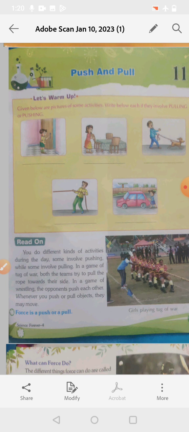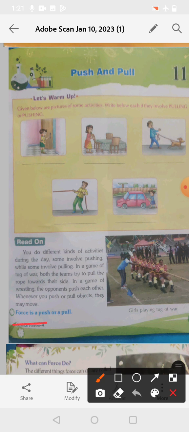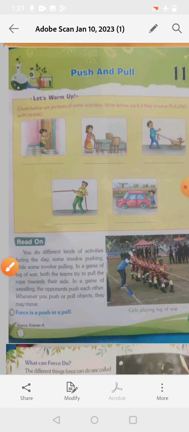So in the game of wrestling also, the opponents push each other. You have seen wrestlers, they are bodybuilders, right? So what they are doing, they are pushing each other, right? Boys have seen that. Okay, so whenever you push or pull objects, they may move. Okay, because we are using force. So what is a force? Force is a push or pull. This you have to keep in your mind, that force is a push or pull. Okay, now what are the things that force can do?